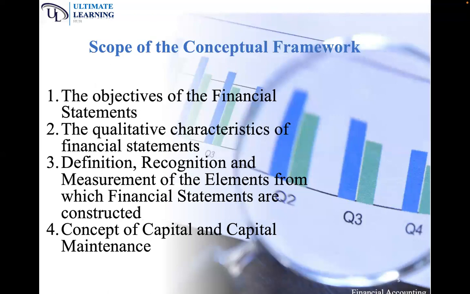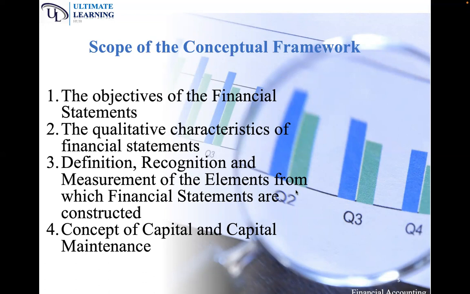Now, what do we cover in the conceptual framework? What does it include or entail? It is divided into 4 major areas. When we look at the scope, number 1, it covers the objectives of financial statements. Number 2, it covers the qualitative characteristics of financial statements. Number 3, it looks at elements of financial statements by defining them, seeing how to recognize them, and how to measure them.